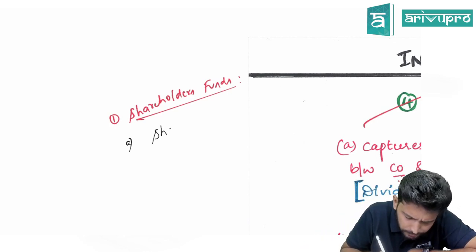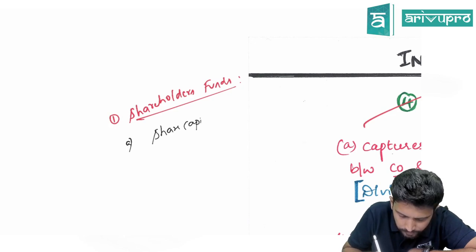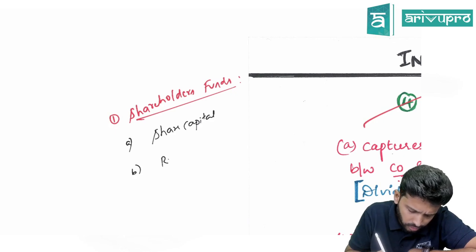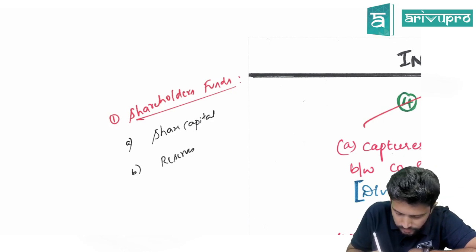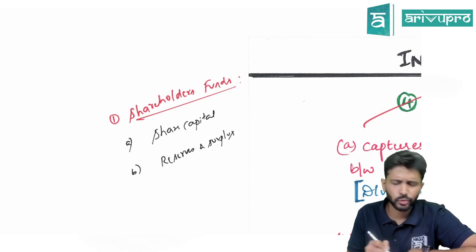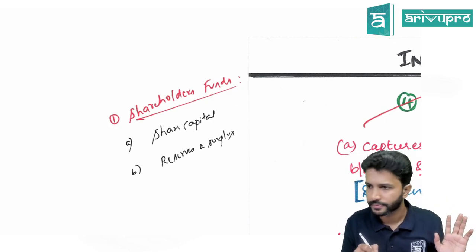Perfect. Share capital. And then reserves and surplus. Awesome. These are the things which we show under shareholders funds.